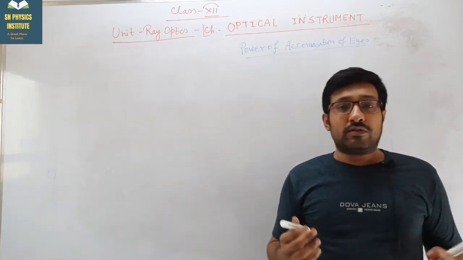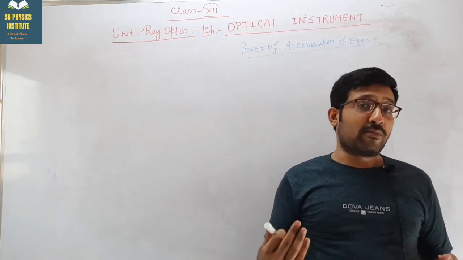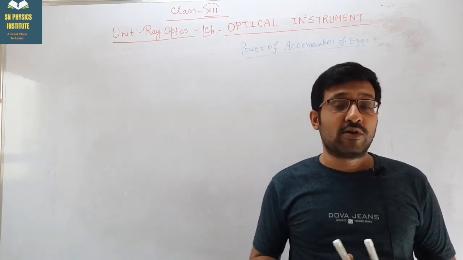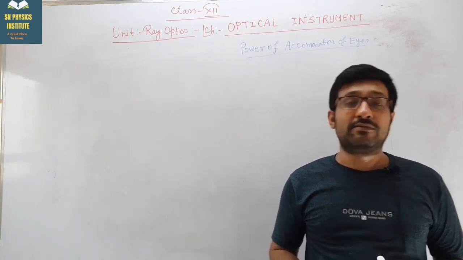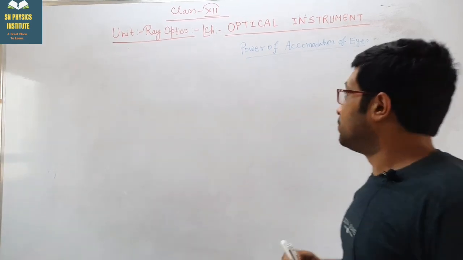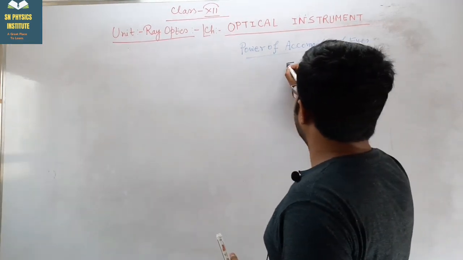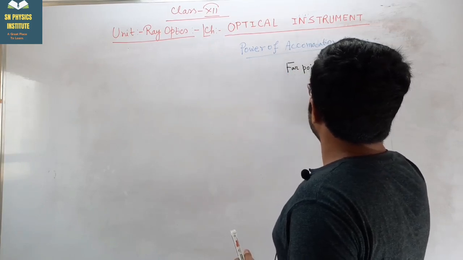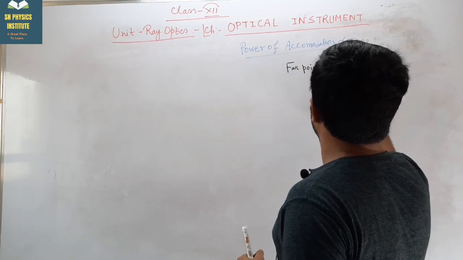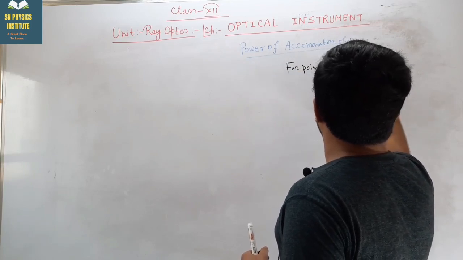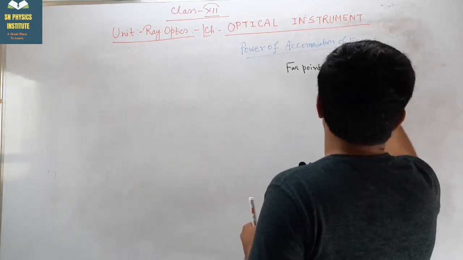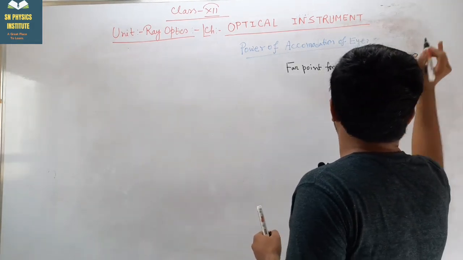So this is known as the far point. How far we can see is called the far point. So what is the far point for a normal man? Infinity. The far point for a normal person, I mean someone with good eyesight, is infinity.